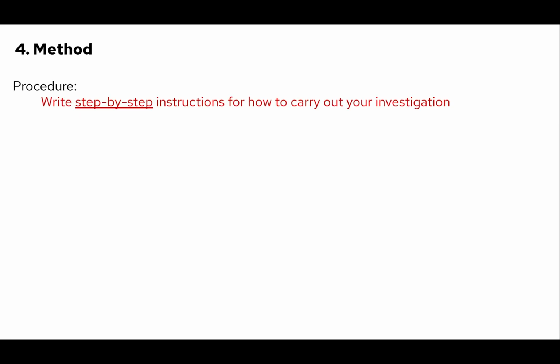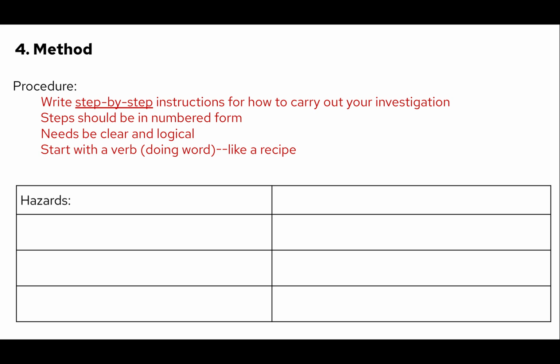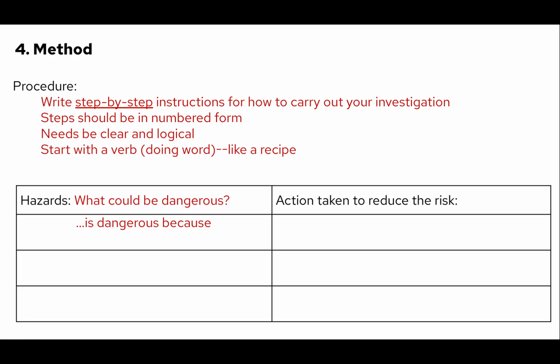For the procedure, it's step-by-step instructions for how to carry out your investigation. Again, they should be in numbered form, and they need to be clear and logical. Start with a verb, a doing word, like a recipe. And lastly is the hazards. This is what could happen or what could be dangerous. It would be dangerous because, and then you need to write the action that you would take in order to reduce the risk. Like, to be safe, I should, and then you'd explain what you should do.